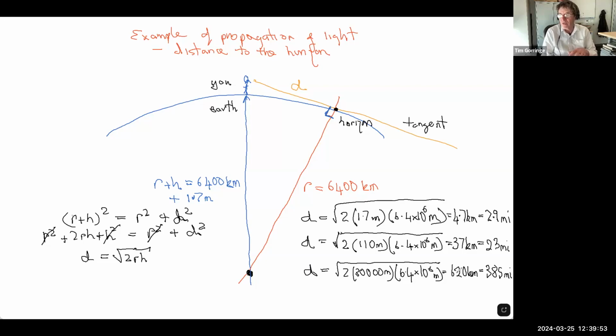But if, for example, we were in the space station, which orbits the Earth at a much greater elevation, this approximation that the distance to the horizon is the square root of 2 times the radius of the Earth times your elevation or altitude would start to break down.